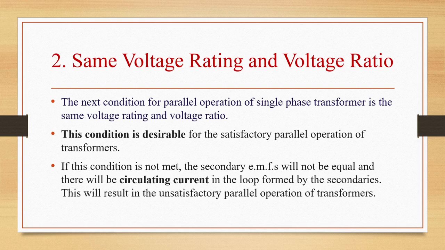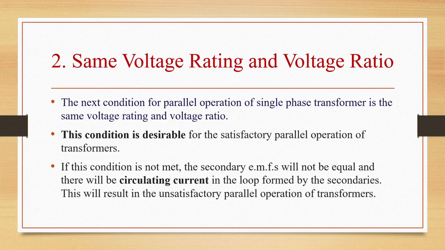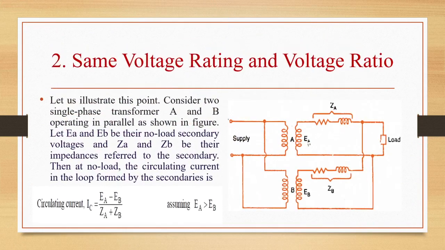So what is the second condition? Voltage rating and voltage ratio should be same. If it is not same, then there will be some circulating current in the loop which is formed by the secondaries and it will result in the unsatisfactory parallel operation of transformers.